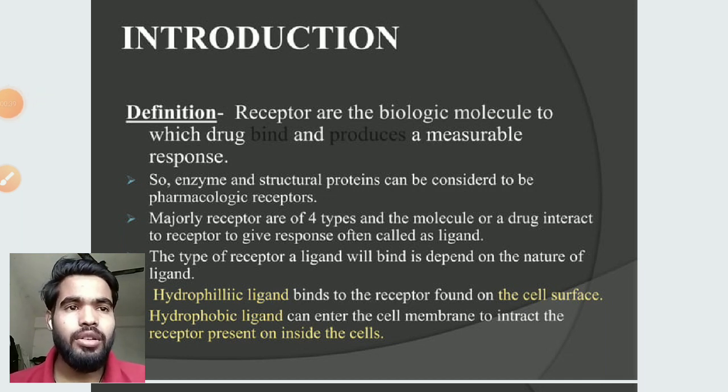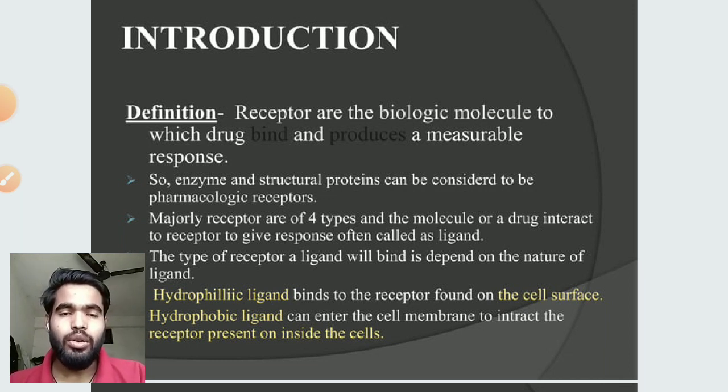Receptors are biological molecules to which a drug binds and produces a measurable response. Receptors are present on the membrane of the cell or inside the cell. The receptors that are present on the cell membrane are called cell surface receptors. The receptor has a specific binding site where the ligand, neurotransmitter, or drug binds and shows its response.